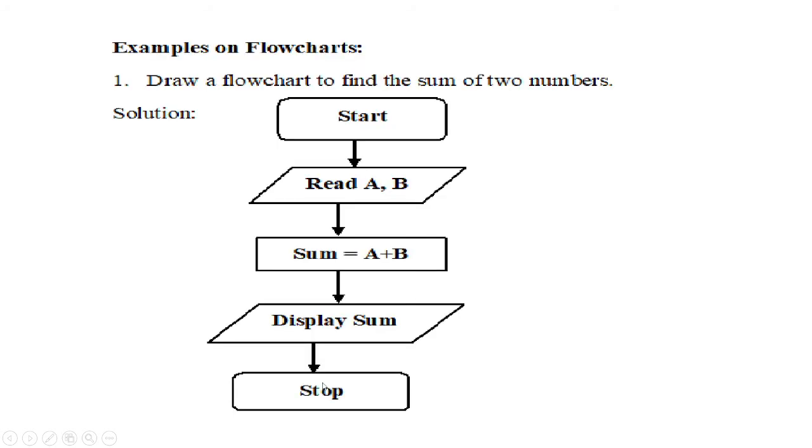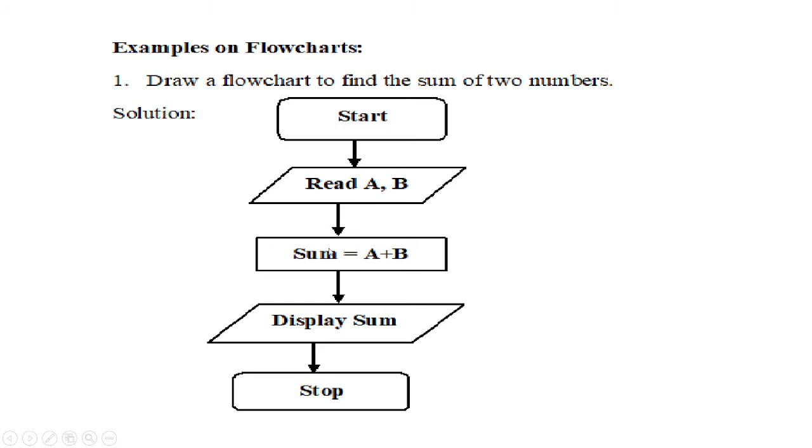Now let us move to an example of a flowchart. In this slide, we have presented how to draw a flowchart to find the sum of two numbers. To do so, initially, I have used the rounded rectangle to represent start. Later, we used a parallelogram to read two numbers, that is, read A comma B.